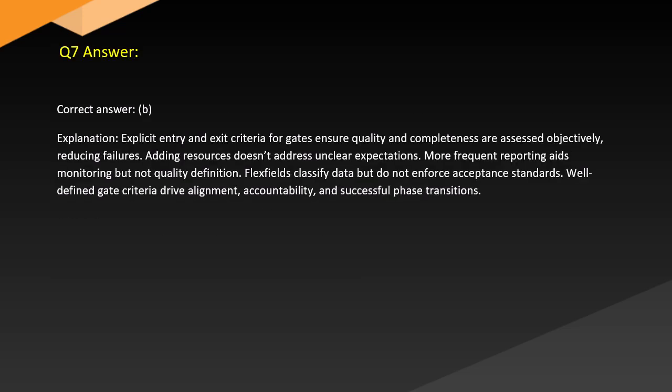Answer. Correct answer: B. Explanation. Explicit entry and exit criteria for gates ensure quality and completeness are assessed objectively, reducing failures. Adding resources doesn't address unclear expectations. More frequent reporting aids monitoring but not quality definition. Flex fields classify data but do not enforce acceptance standards. Well-defined gate criteria drive alignment, accountability, and successful phase transitions.